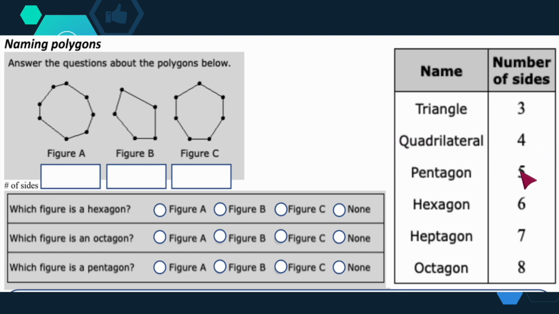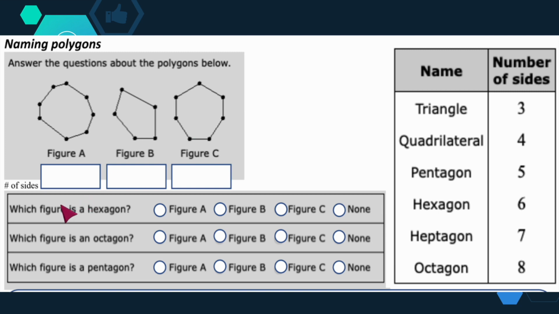It's a four-sided figure. A five-sided figure is a pentagon, six-sided is a hexagon, seven is a heptagon, and eight is an octagon. Really, you're not going to have to go too much farther than that, but if you do, you can always look them up and say, what's the name for a 10-sided figure, if you wanted to know.